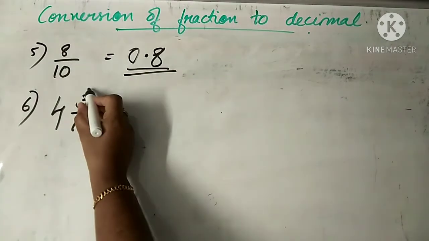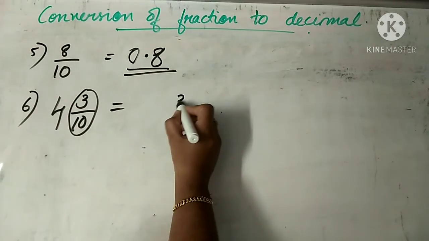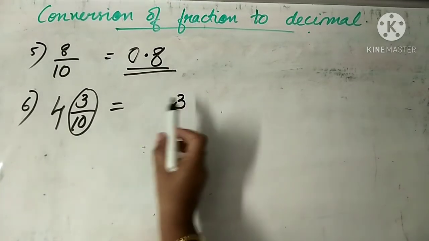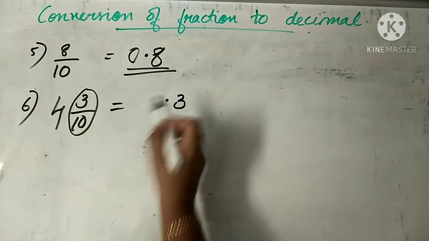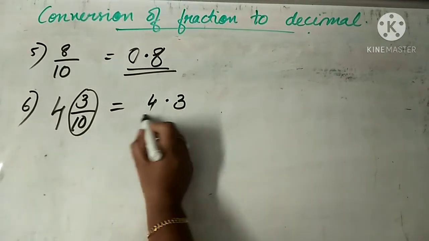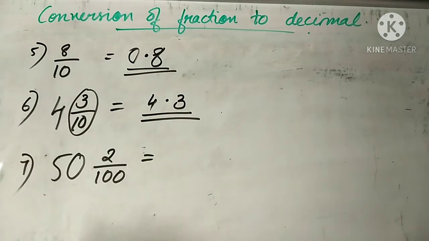Sixth question, 4 3 by 10. First we will write the decimal fraction. Write the numerator, then count the number of 0. 1 number. So after 1 number, we put the decimal point. Then we write the whole number part. So the answer is 4.3.